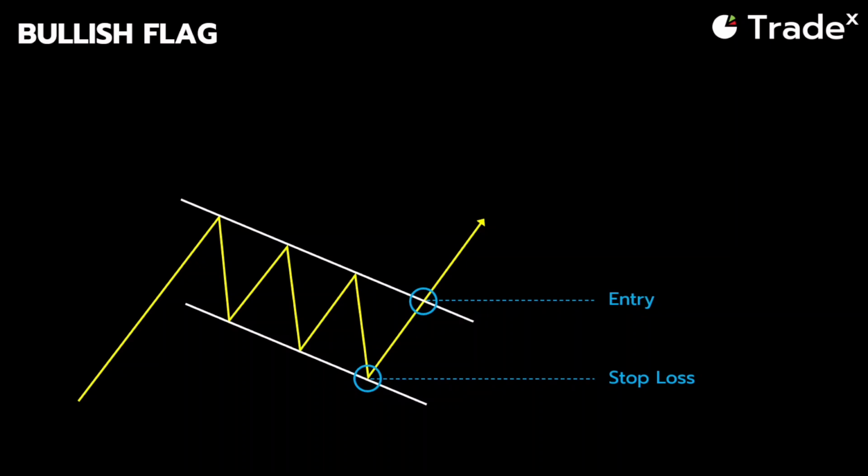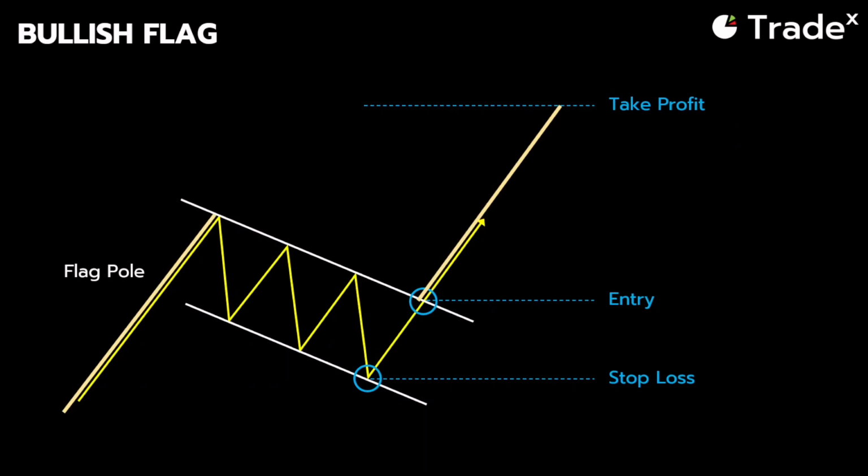Lastly, a common strategy to take profit is to set a target based on the height of the pattern. In the case of both the bullish flag and falling wedge, measure the distance from the flagpole, which represents the initial strong upward move, and project that distance upward from the breakout point. This projected distance serves as your take profit target.